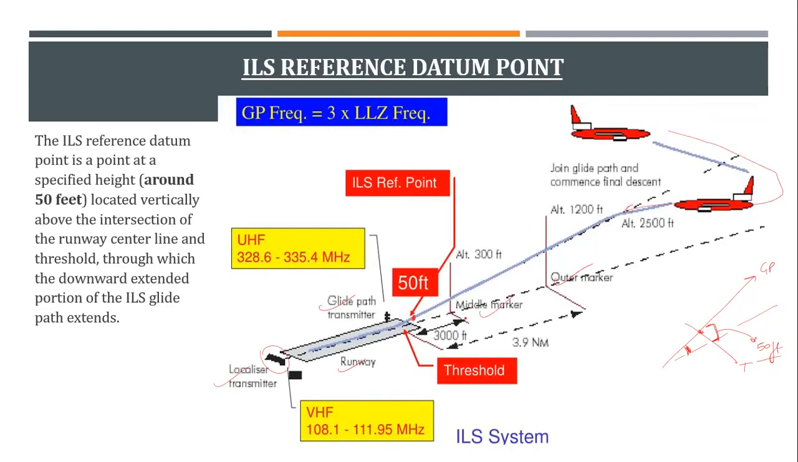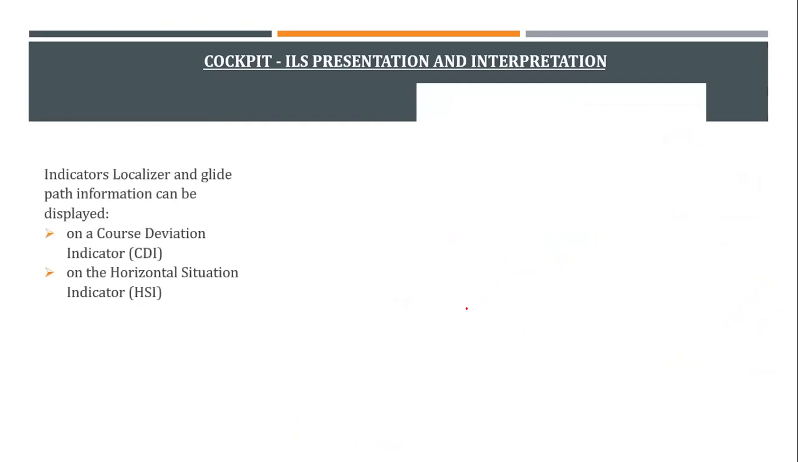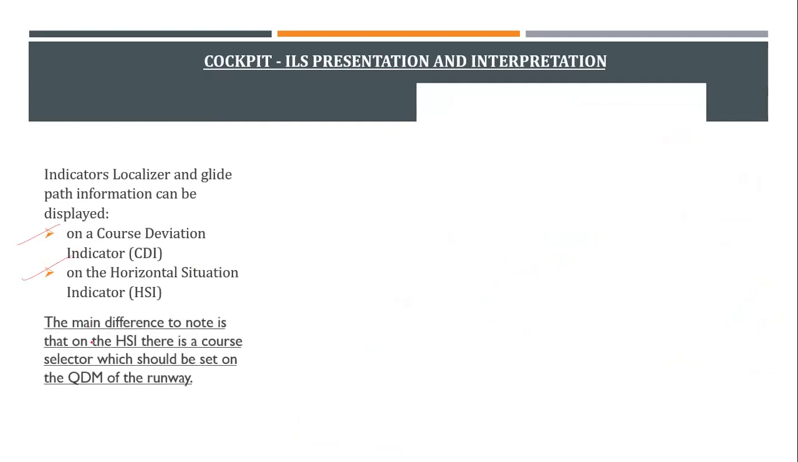All right. Let's look at the pilot's perspective now. How does the pilot see the ILS representations? In the cockpit, we have CDI and HSI. I've already told you CDI and HSI, which are giving you the indication. The main difference to note is that on an HSI, there is a course selector which should be set on the QDM of the runway.